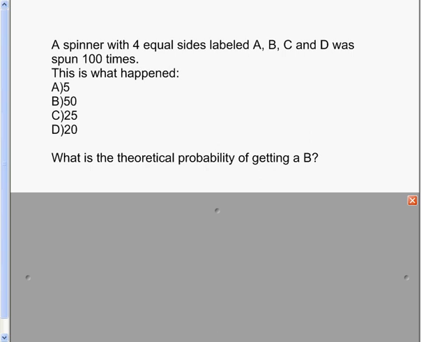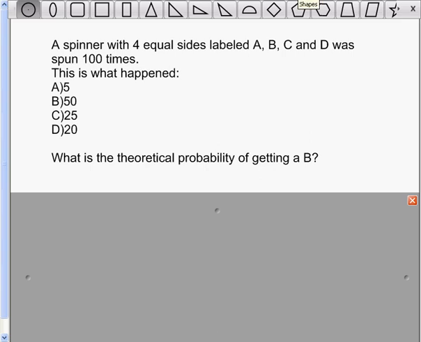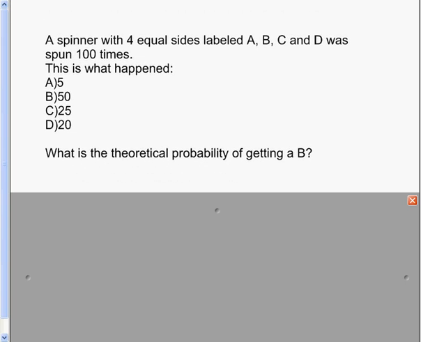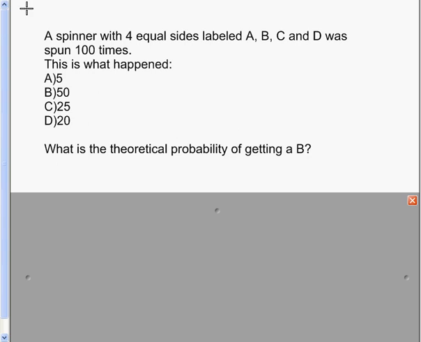Last question we have here is, a spinner with 4 equal sides labeled A, B, C, D was spun 100 times. So they're telling us here that we have a spinner was spun. It's going to look like a circle, dot in the middle. 4 equal sides is going to mean something like this, where each one got about a fourth, A, B, C, D. Then this is what happened. When we spun, we got 5 times of A out of 100. 50 times we landed on B. 25 times we landed on C. And the last 20 times we're on D.